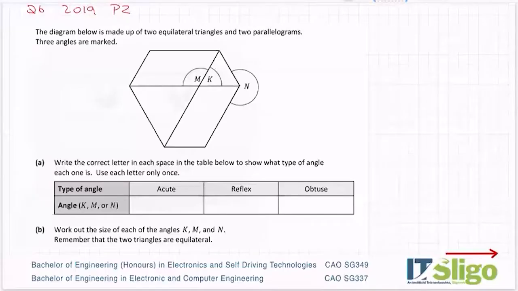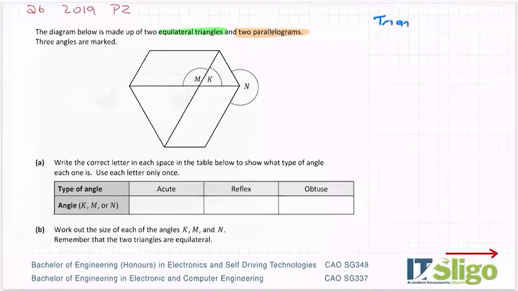Okay, so continuing on with geometry type questions, this one was on the 2019 paper, and there were two quite long questions on the 2019 paper on geometry, paper 2 that is. The diagram below is made up of two equilateral triangles and two parallelograms. Three angles are marked, N, M and K. So a couple of things, triangles for a start.